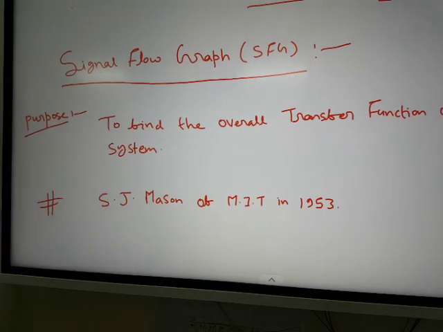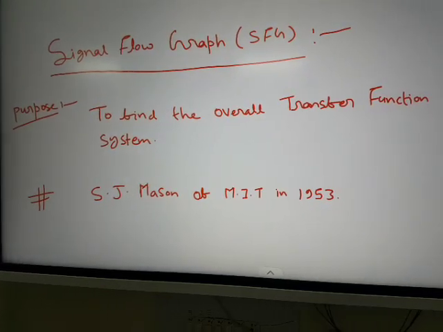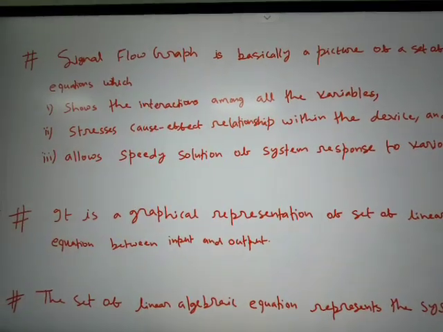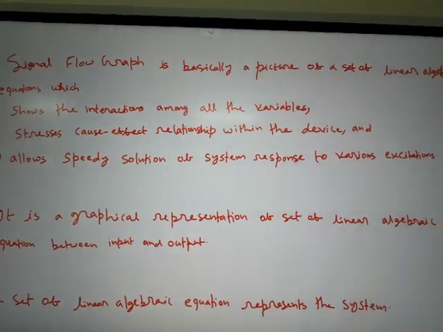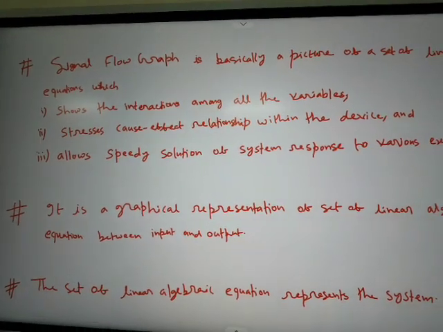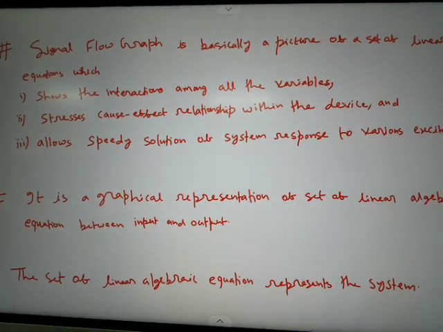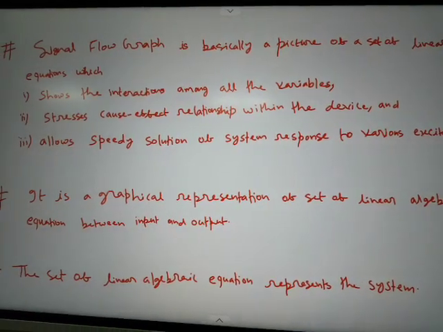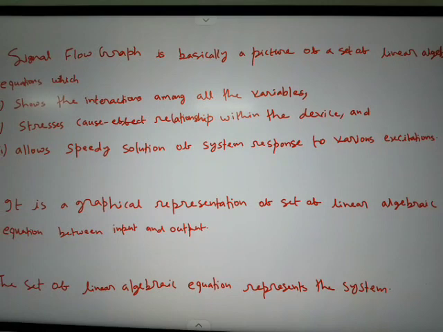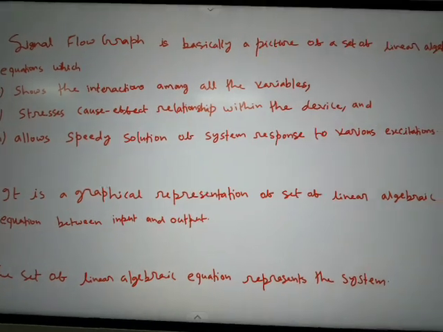SFG was first presented by S.J. Mason of MIT in 1953. A signal flow graph is basically a picture of a set of linear algebraic equations which shows the interaction among all variables, stresses cause and effect relationship within the device, and allows a speedy solution of system response to the various equations. Because of this, it is widely used in dynamic control systems.